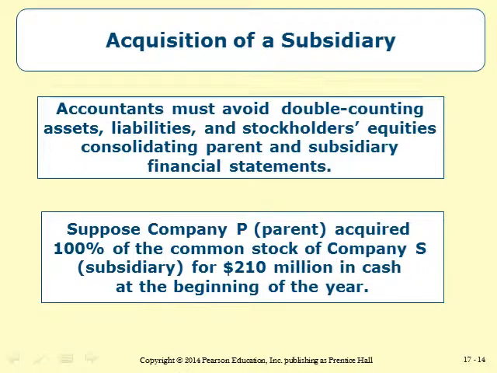When consolidating parent and subsidiary financial statements, accountants must avoid double counting of assets, liabilities, and stockholders' equity. Accomplishing this is a complex process in real companies, but we can see the basic principles in a simple example. Suppose company P, parent, acquired 100% of the common stock of S, subsidiary, for $210 million cash at the beginning of the year.